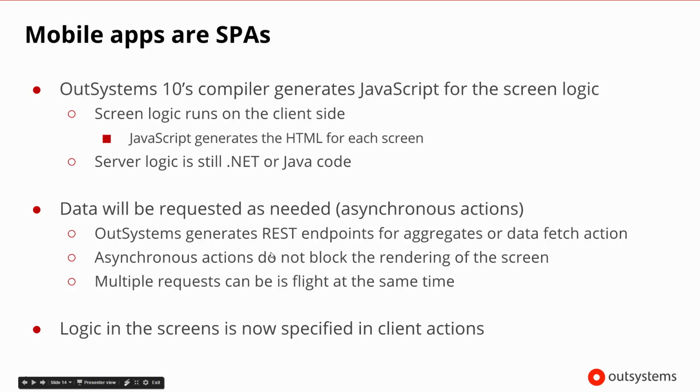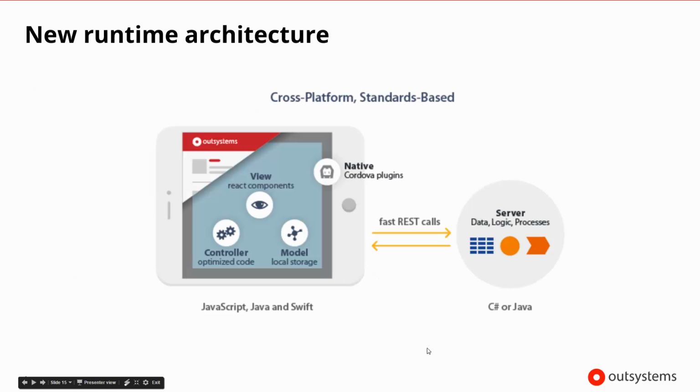And those asynchronous actions are not going to keep the screen from rendering. So if something needs to change on the screen or someone wants to navigate somewhere else, it is not blocked by the fact that we've made a request for data. And multiple requests for data can be in flight at the same time, and that can be helpful as well. So the logic inside of the screens is now specified as client actions. Before, for anything we wanted as far as behavior in screens, we'd have to ask the server for help, and it would always be a server action. So there is an interesting difference there.